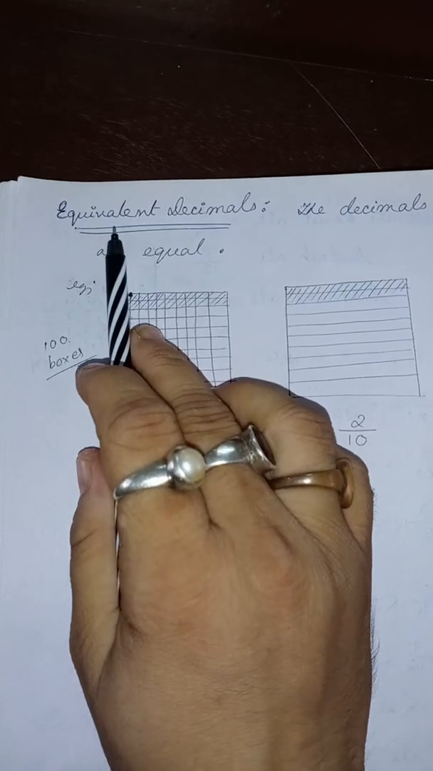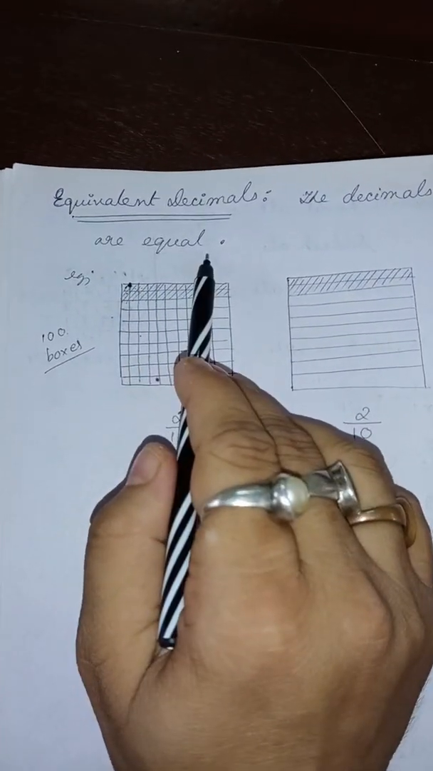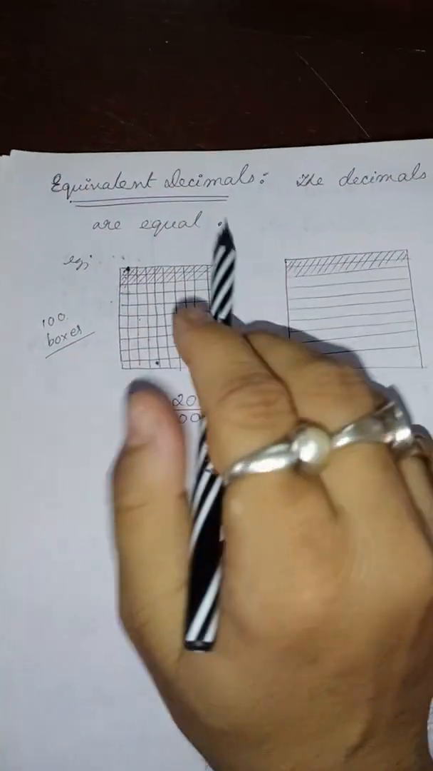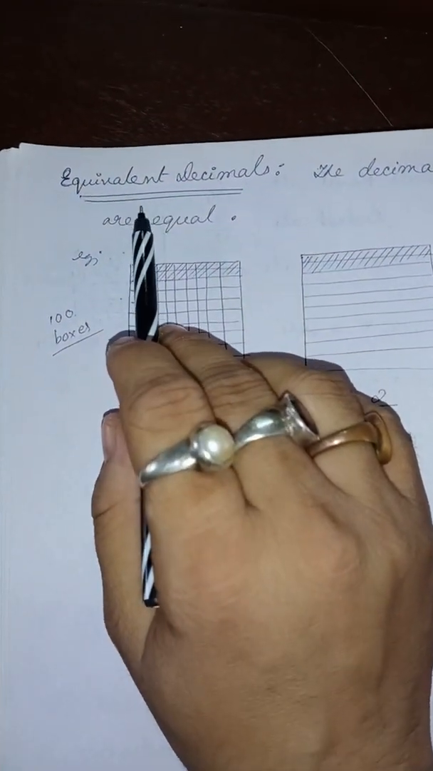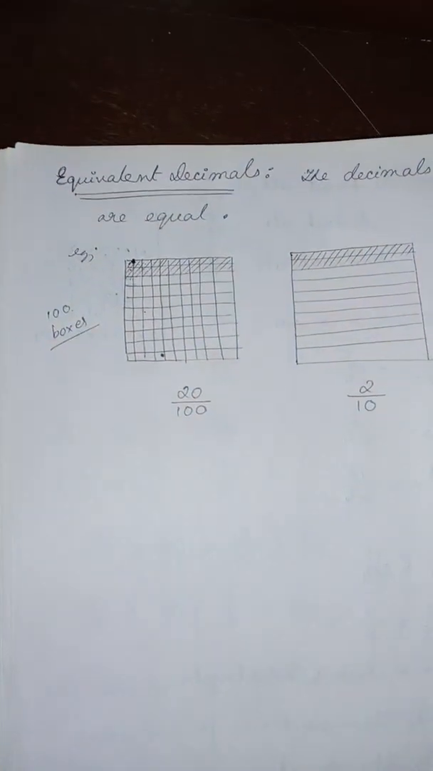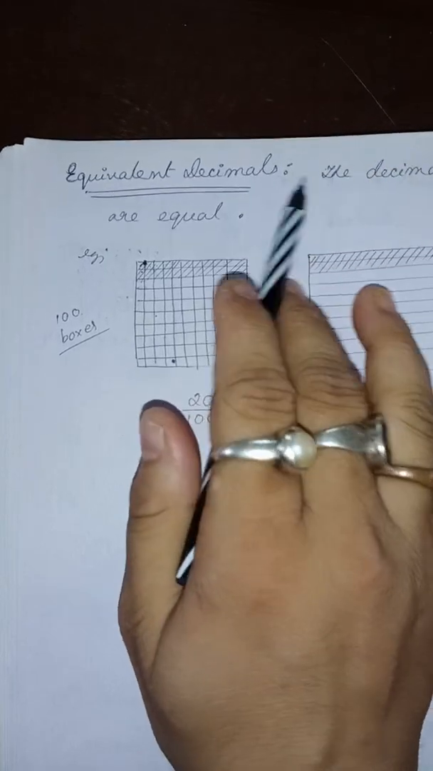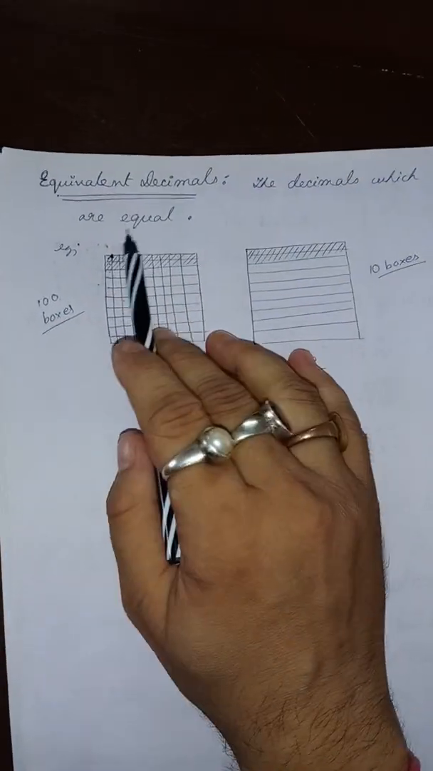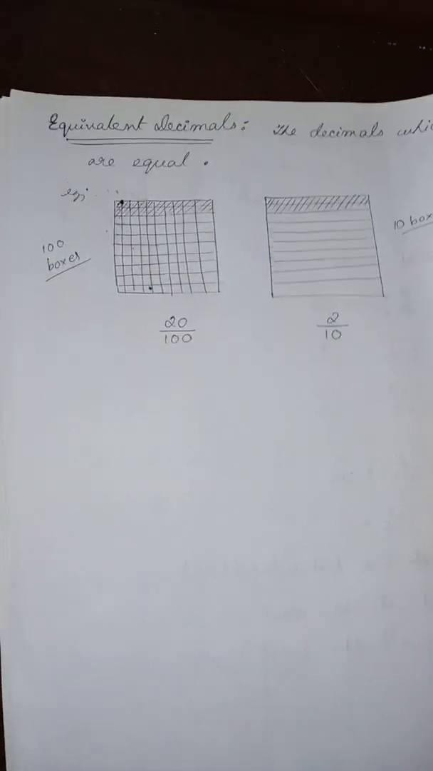The word equivalent means something which is equal. You get it in fractions also, equivalent fractions, where the fractions are equal. Similarly, in decimals also you have decimals which are equal. They don't look equal, and you might think these are different, but actually they are the same, they represent the same number. So the decimals which are equal are known as equivalent decimals.